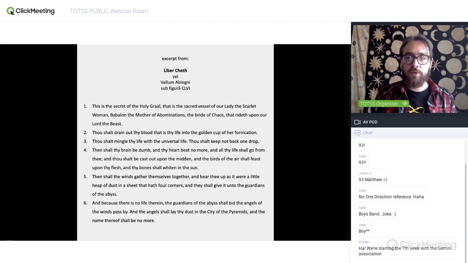This is just an excerpt, just the first 6 verses. I think there are 22 verses in total, so this is just the beginning of it. So Liber Cheth, or the Walls of Abiegnis, Vallum Abiegni. Abiegnis is the holy mountain of the Rosicrucian tradition, which is something you can look up. I don't want to spend too much time getting into it here. But there's that significance. And then it's sub figura 156, which is the value of the name Babylon. So again, as we'll talk about in a moment, the significance of the Charioteer, the bearer of the Grail, is all being brought up by this title here.